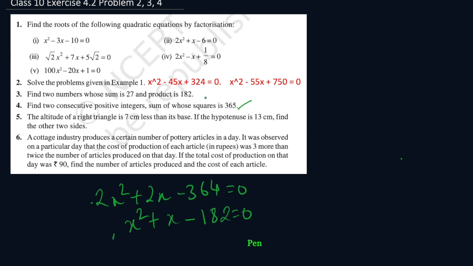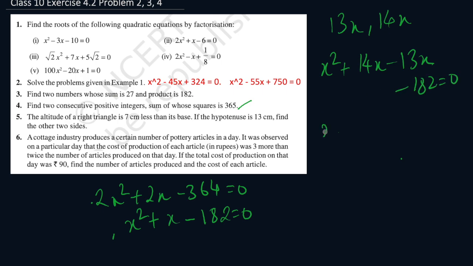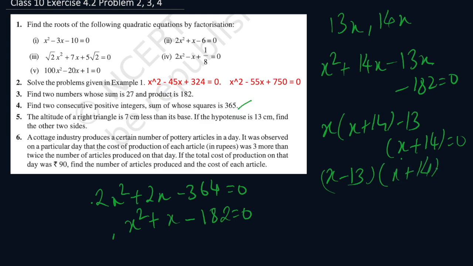In our last question, we split 182 into 13x and 14x. Here also we can do the same. Here it will be 14x minus 13x. So it will be x square plus 14x minus 13x minus 182 equals 0. So this will be x times x plus 14 minus 13 times x plus 14 equals 0. So this will be x minus 13 times x plus 14 equals 0. So x will be 13 comma minus 14.